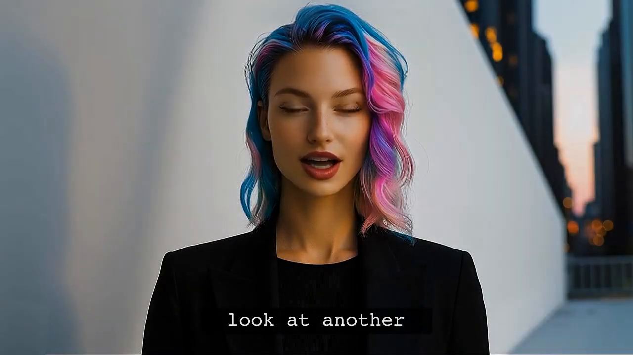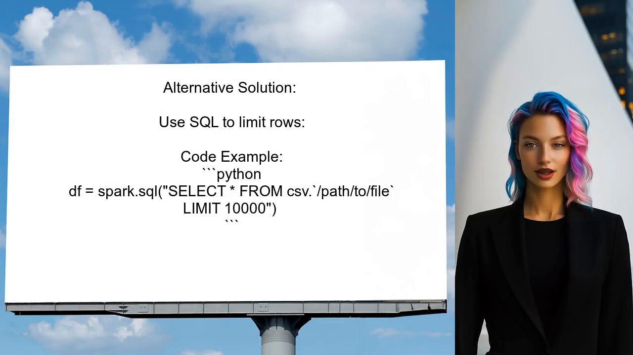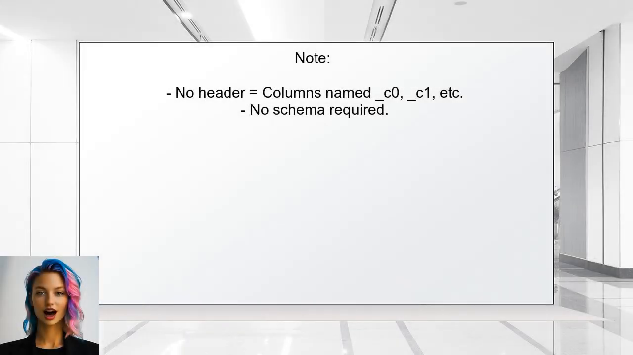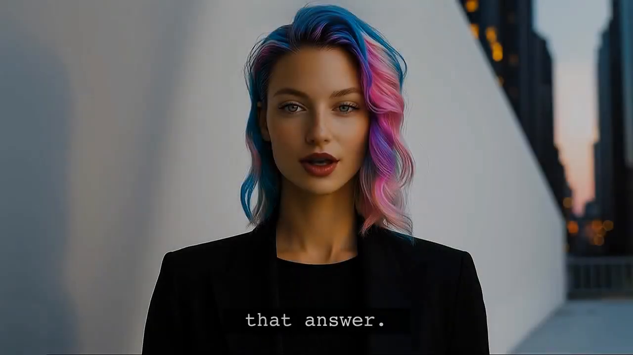Let's take a look at another one. An alternative solution provided by another user suggests using a pure SQL approach. They recommend executing a SQL query to read only a limited number of rows from the CSV file directly. They note that if the CSV file does not have a header, the columns will be automatically named C0, C1, and so on, and no schema definition is required. That's it for that answer.